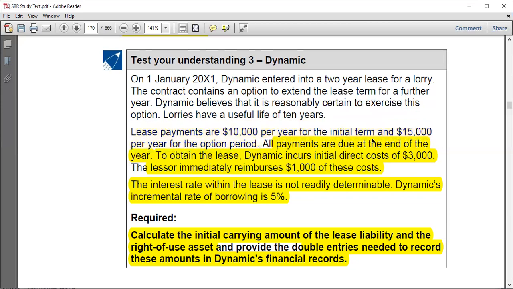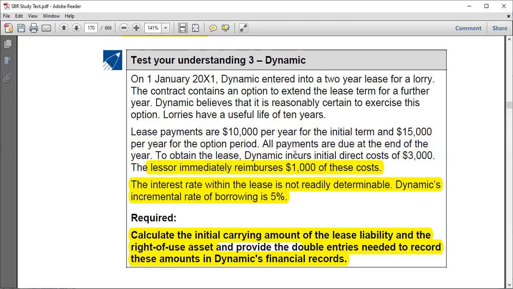Okay, and then we were given the lease terms that lease payments were $10,000 per year for the initial term. That is for year 1 and year 2, and $15,000 for the 3rd year. Now, all payments are due at the end of the year. As I told you, payments can be in arrears or in advance. In this case, they are in arrears.